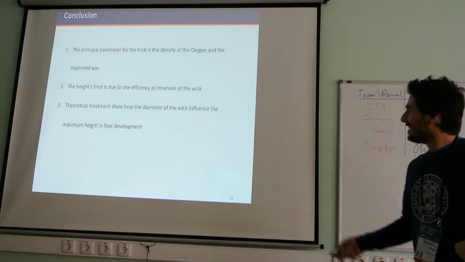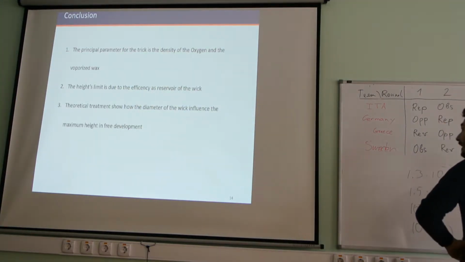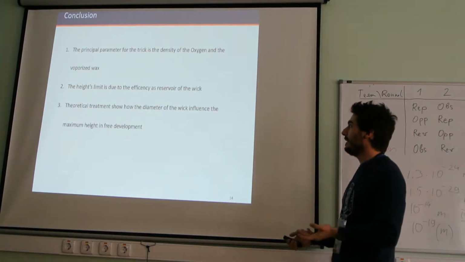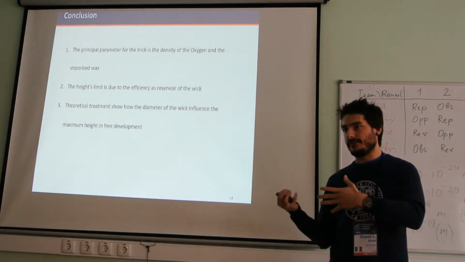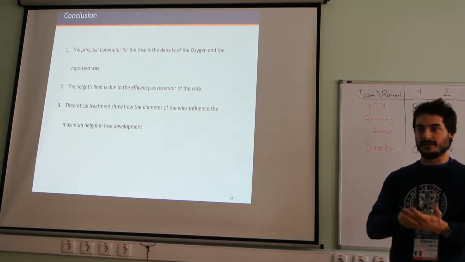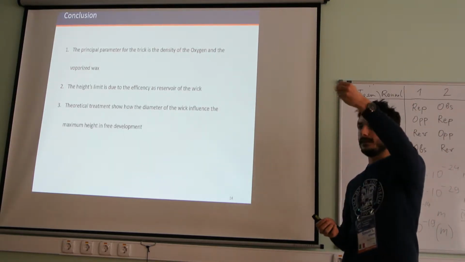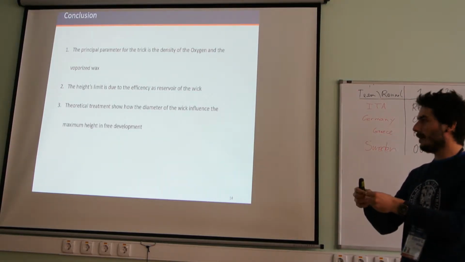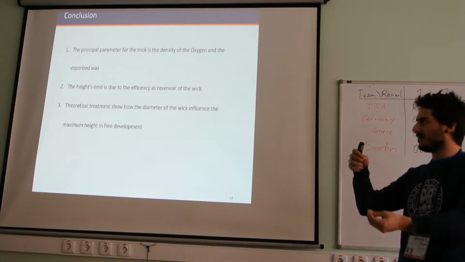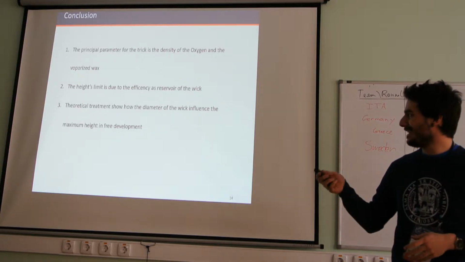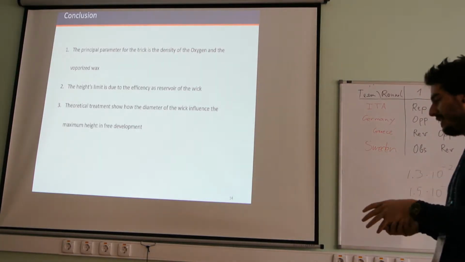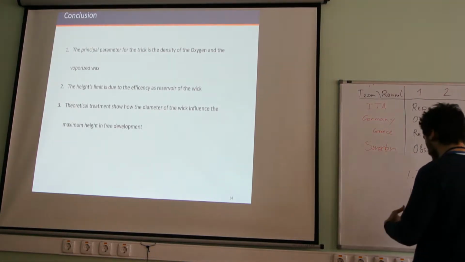It's beautiful. So the conclusion. The principal parameter of the trick is the oxygen, because the phenomenon is just a combustion of the paraffin to light a candle. The plume is like a cord mixture. Okay, and the height limit is due to the efficiency of the reservoir of the wick.